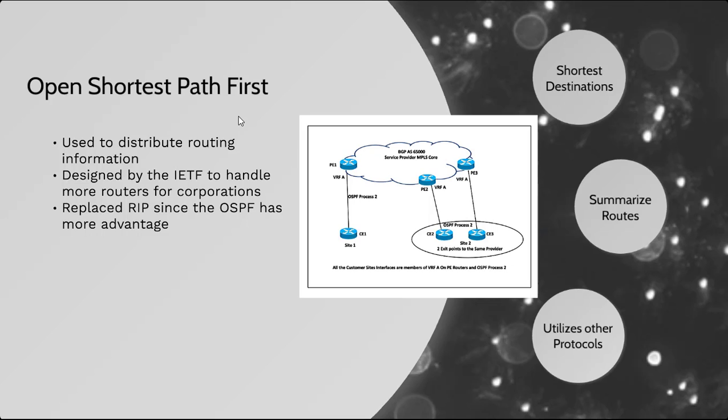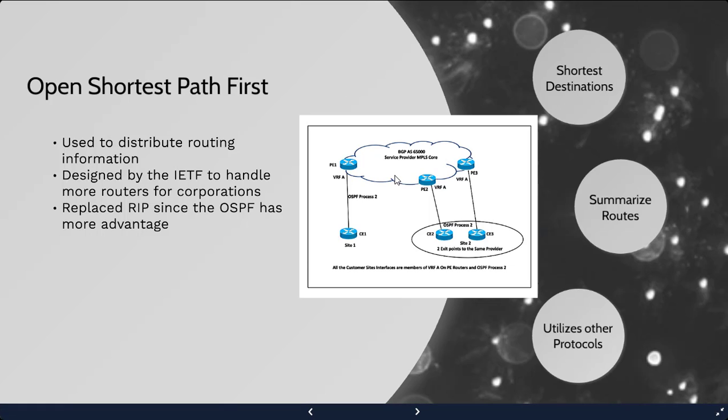And this time we're going to talk about OSPF, or Open Shortest Path First Protocol. This is a protocol that is used to distribute routing information and is designed by the IETF to handle more routers for corporations, and is used to replace RIP since OSPF has more advantages.